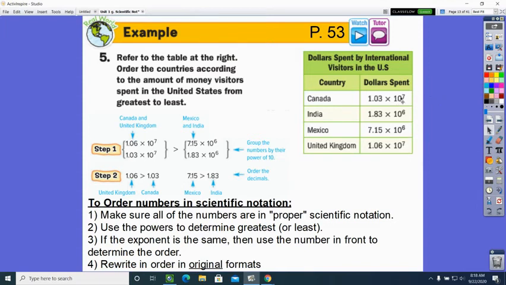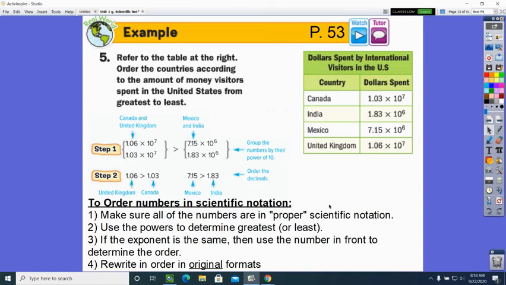Now, if you have those equaling, this is called the magnitude, but if those powers of 10 are equal, you now look to the numbers in front and ask yourself, which one is bigger, 1.06 or 1.03? And since 1.06 is bigger, the United Kingdom is first in line. Canada would be second. Now we're going to go to the power of 6, and we have to come out to the number in front. Mexico has a bigger number in front than India, so Mexico would be next and then India.